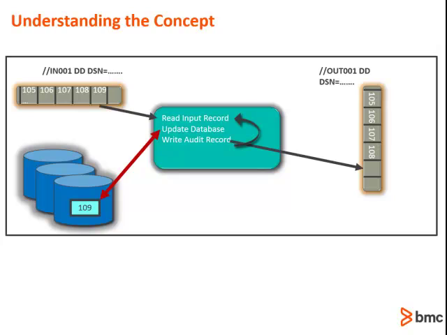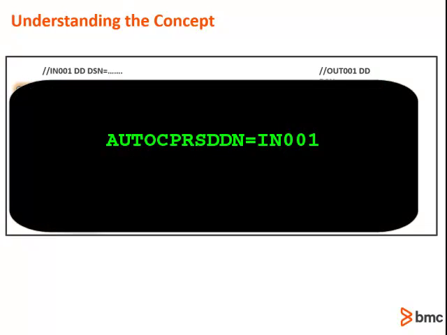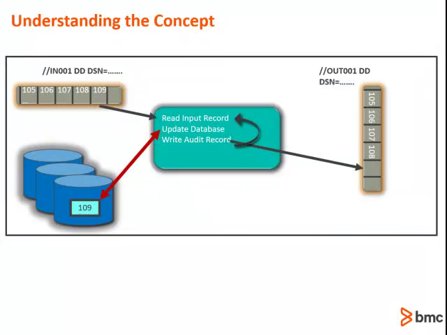In this case, the developer would select the input file as a trigger file by using the following keyword: AUTO CPRSDDN=IN001. By specifying a trigger count of 500, AUTO CPRSCNT=500, ARC would issue a checkpoint every 500 records. The actual placement of the checkpoint for an input file would be just before record 501 is read. For an output file, it would be just after record 500 was written.